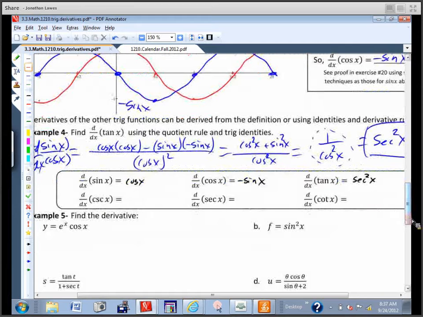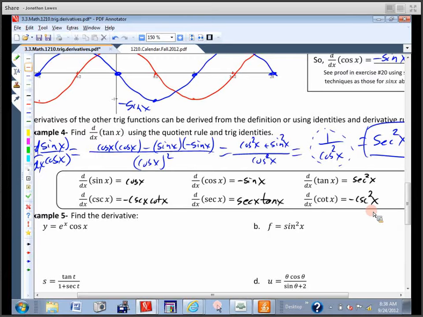Okay. Derivative of cosecant. I'll just give this one to you. It's negative cosecant x cotangent x. Derivative of secant x is secant x tangent x. And the derivative of cotangent is negative cosecant squared x. Now, you just flat have to have these memorized. There's no getting around it. You're going to see secants in problems. You're going to see cotangents in problems. You better know what their derivative is.